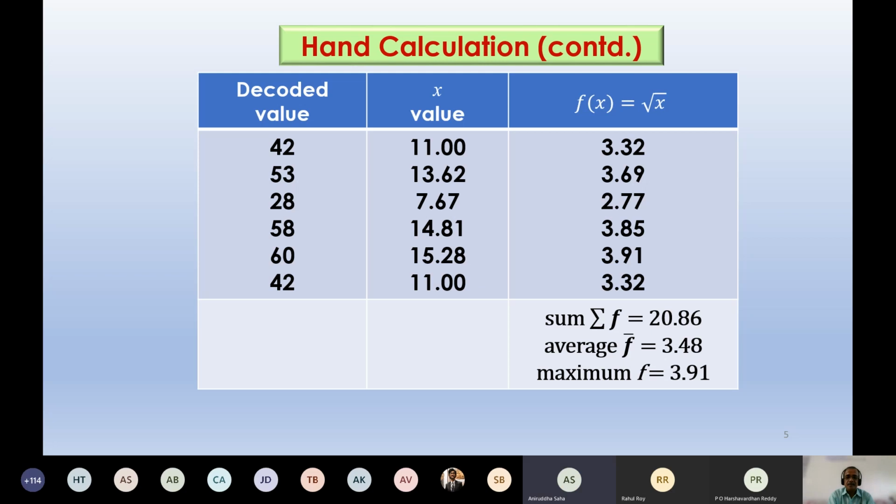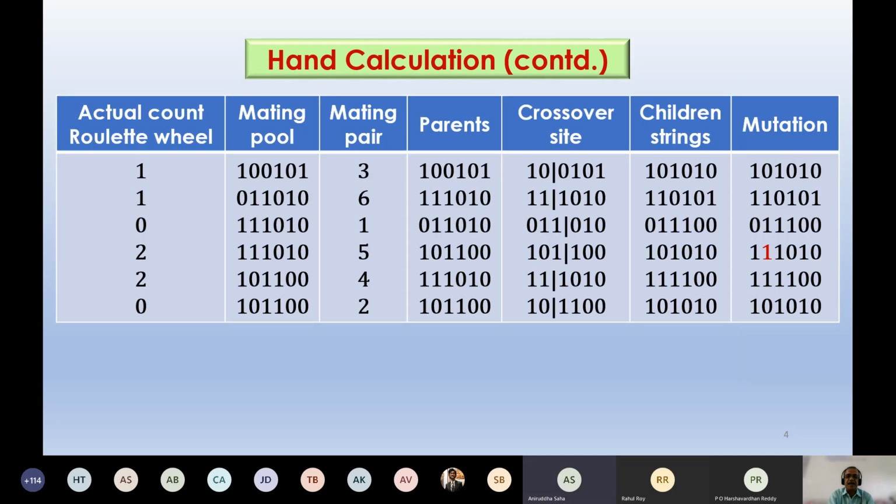Sir, can you just tell me how the parent selection is coming from the mating pair column? Just a minute, let me go back. Now, you see, this is the first GA string in the mating pool. Once I've selected this particular first, I've got the remaining 5 solutions. Out of these 5, I'll have to select any one at random.